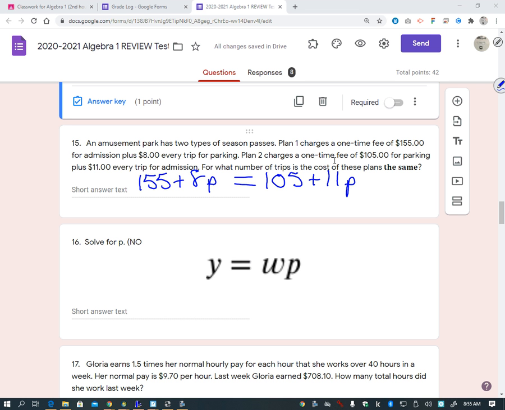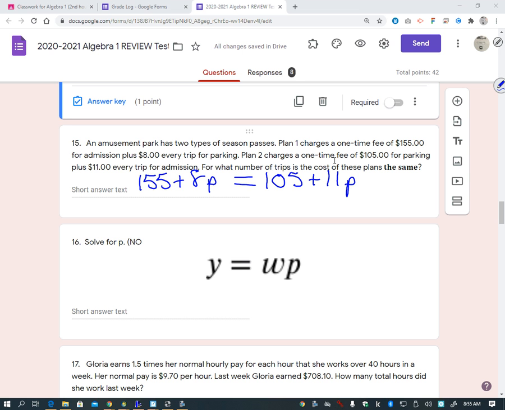Because whether I pay every time for parking and less for admission, or pay more for admission and less for parking, isn't it effectively the same thing? I'm paying the same people, right? Does that make sense? So we want to find out when these are equal.